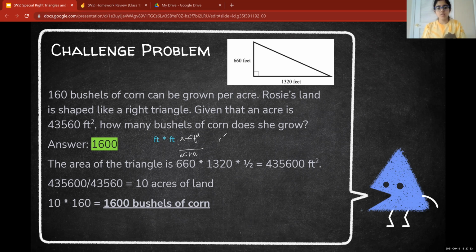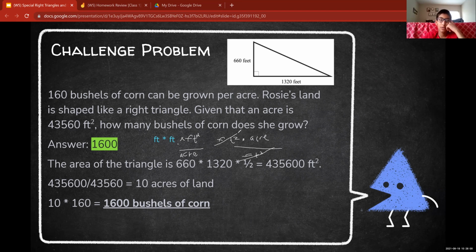However, if we divide, we get feet squared times acre over feet squared, right? And that basically just eliminates the feet squared. So you are left with acres. So you can't multiply because the units would not cancel out if you did. Okay, I understand. Okay.